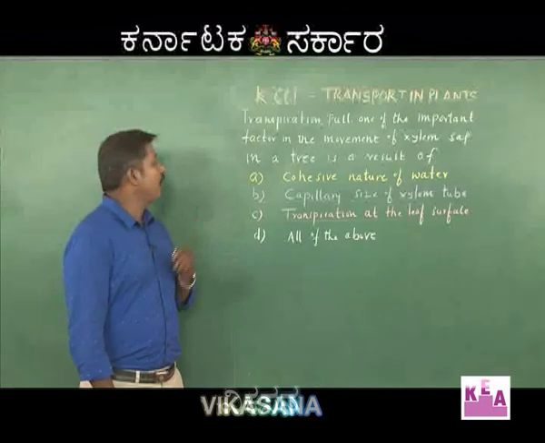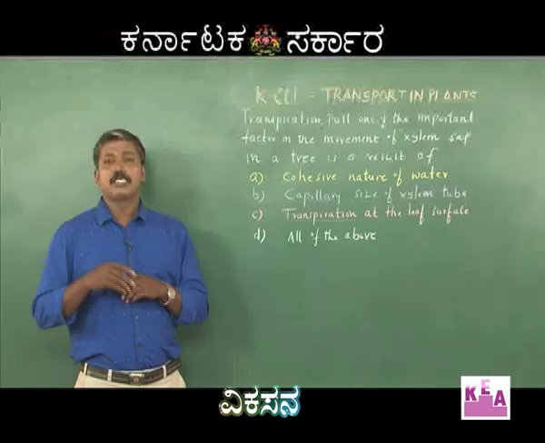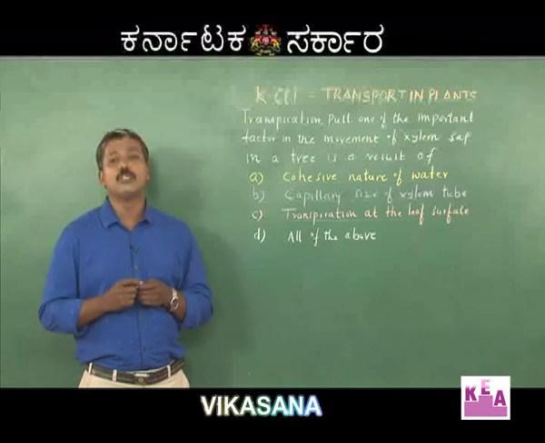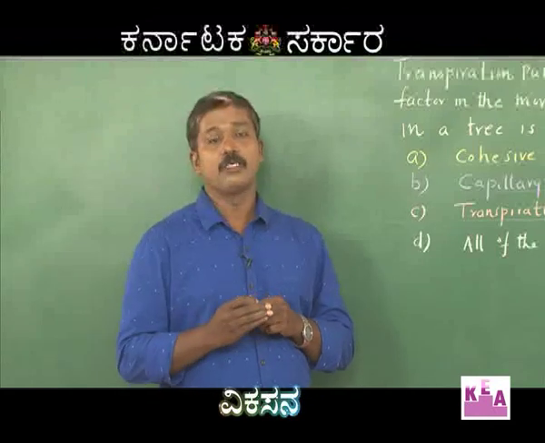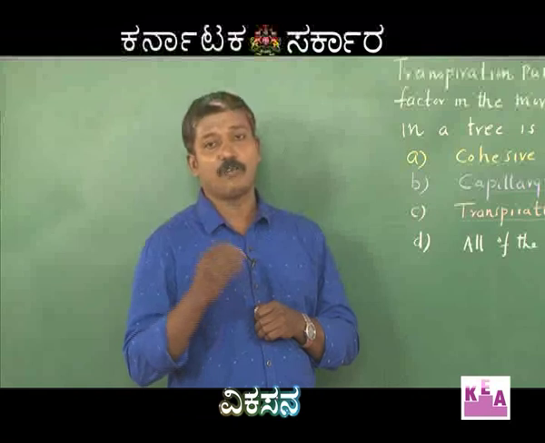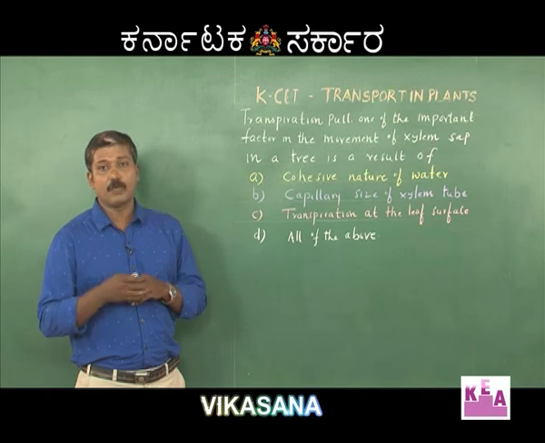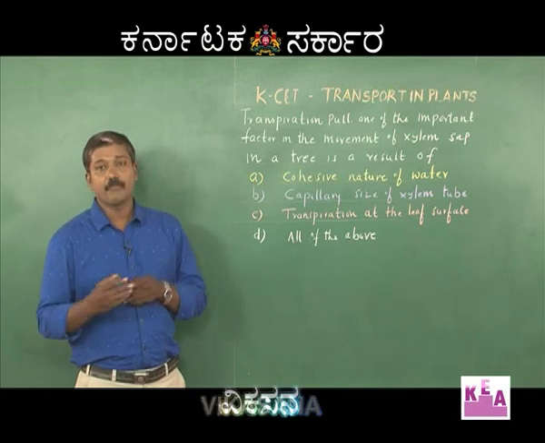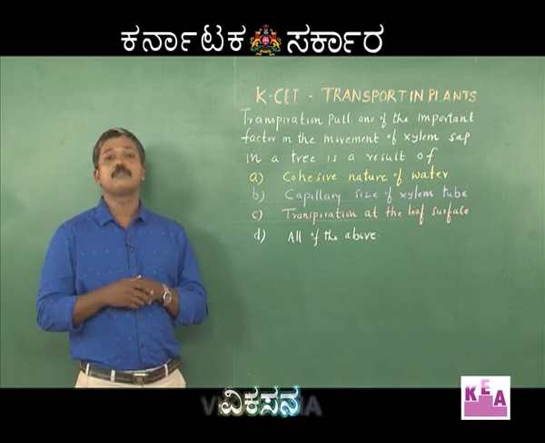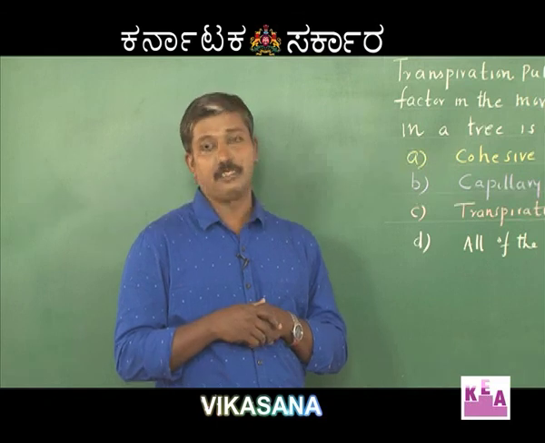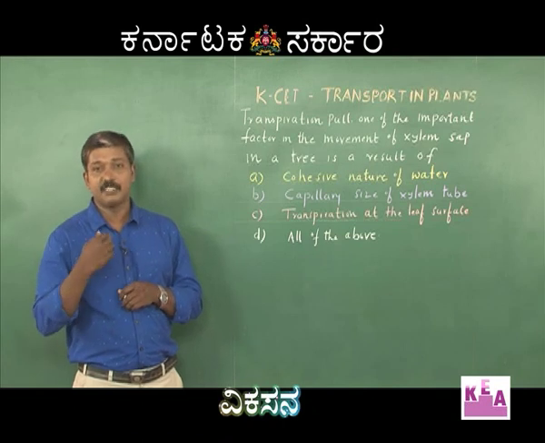So look at the first option A, cohesive nature of water. See, cohesion is the attraction between dissimilar molecules. It is the attraction between water and the pectocellulosic cell wall of xylem. Adhesion is the force of attraction between similar molecules, that is water molecules. Capillarity is the rise of water column in narrow xylem tubes. The fourth one, surface tension.